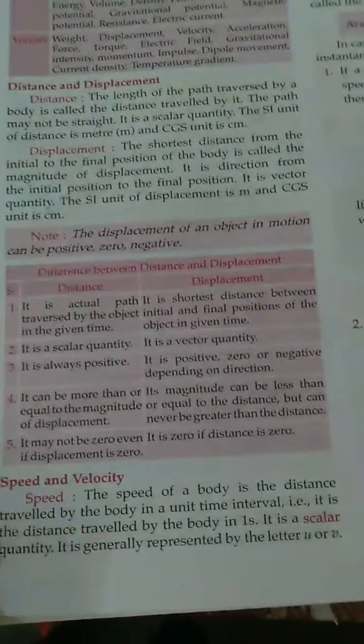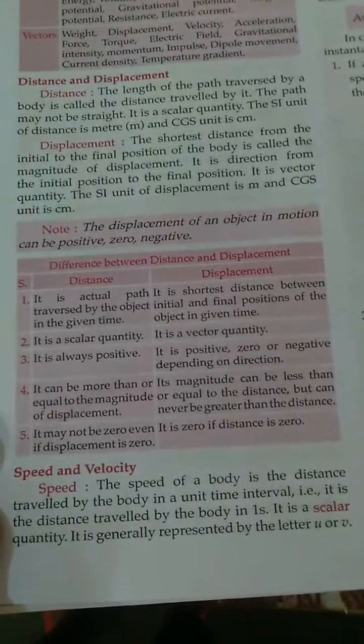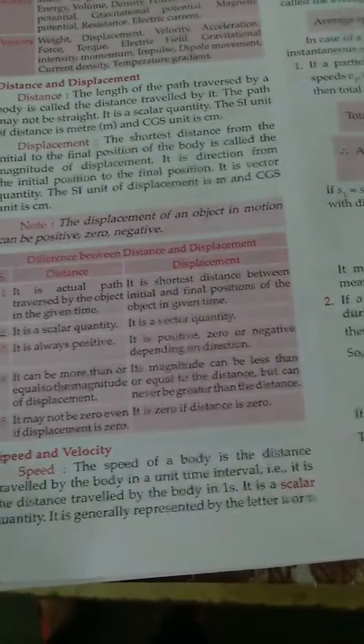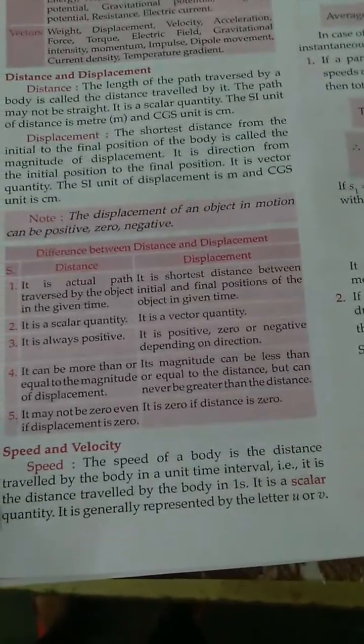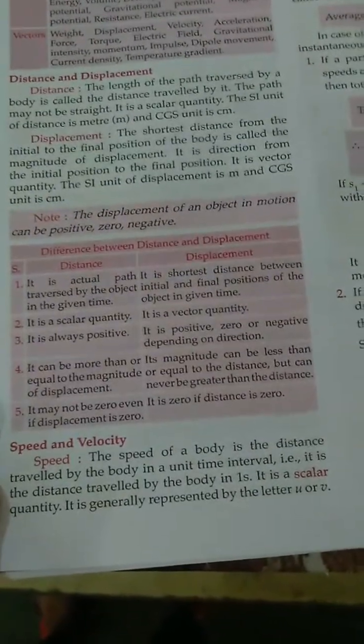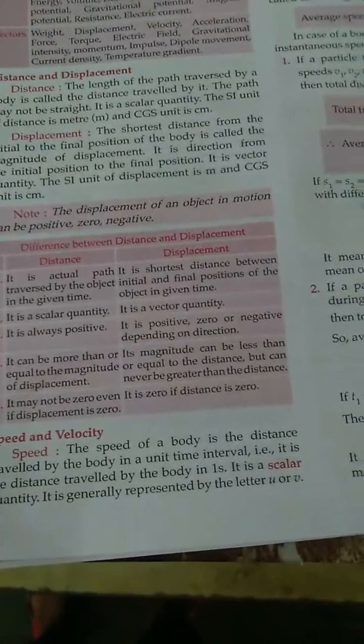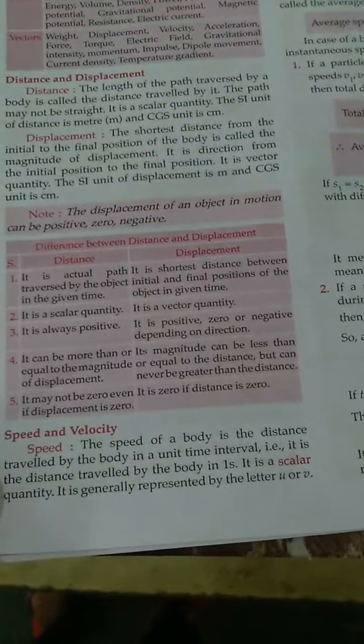Difference between distance and displacement. Distance: it is the actual path traversed by the object in a given time. Displacement: it is the shortest distance between the initial and final positions of the object in a given time. Distance is a scalar quantity. Displacement is a vector quantity. Distance is always positive. Displacement is positive, 0 or negative depending on direction.